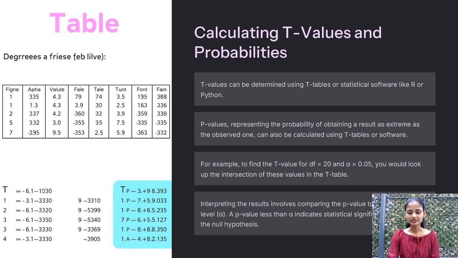Interpreting the results involves comparing the p-value to the level alpha. A p-value less than alpha indicates statistical significance, rejecting the null hypothesis.